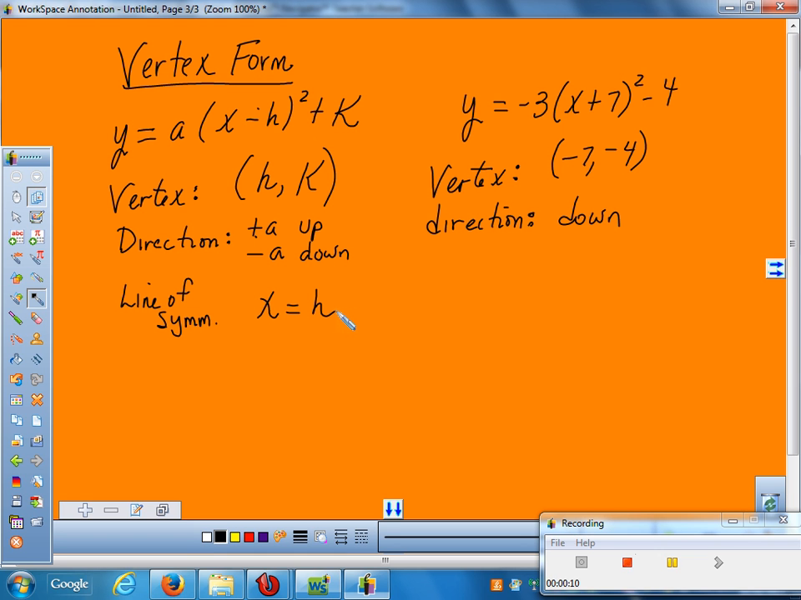Over here, what's it going to be? It's going to be x equals -7, since the x coordinate is -7, so the line of symmetry is a vertical line at -7. You must write the x equals. It's not a line if you don't write the x equals. That really pains people, because come test time, that's a whole point on every problem if you don't write x equals.